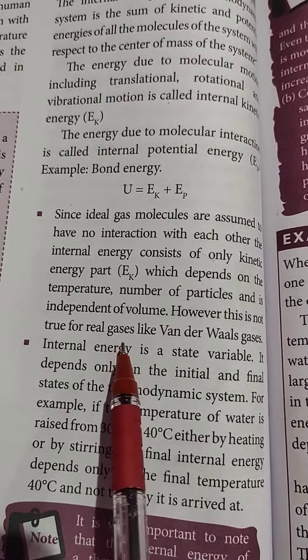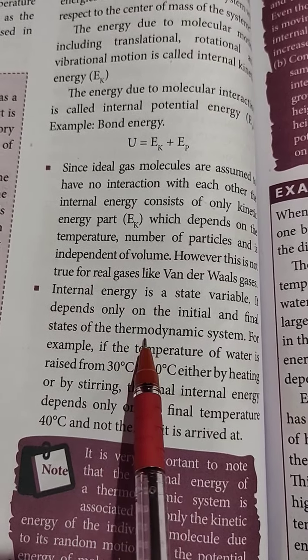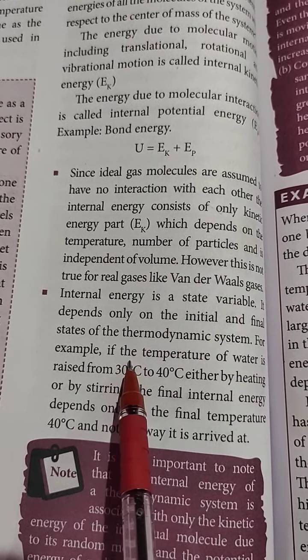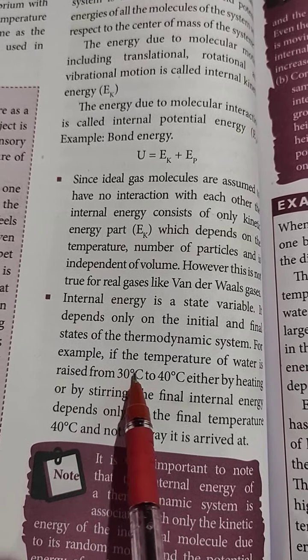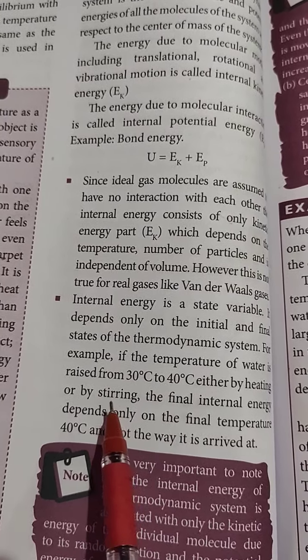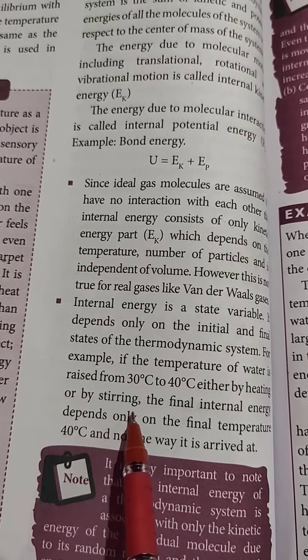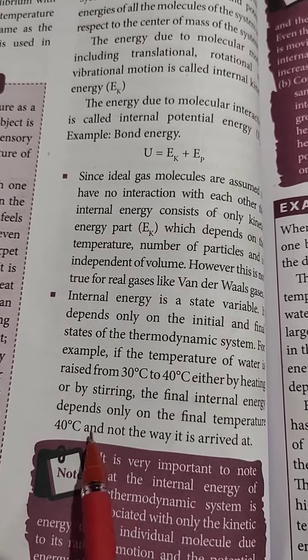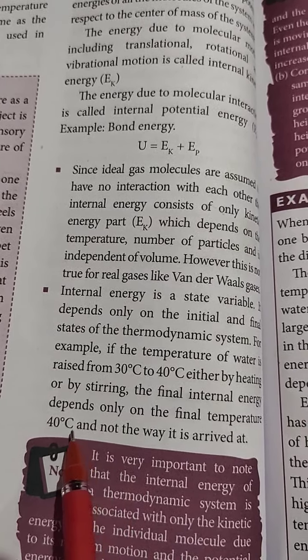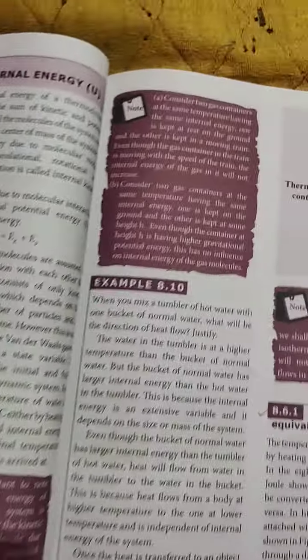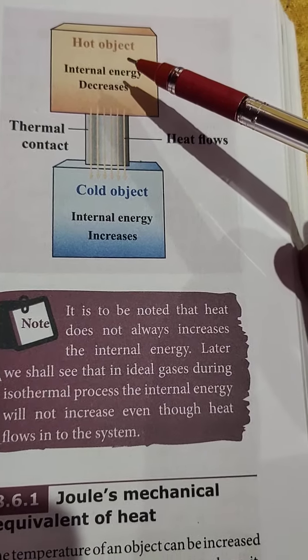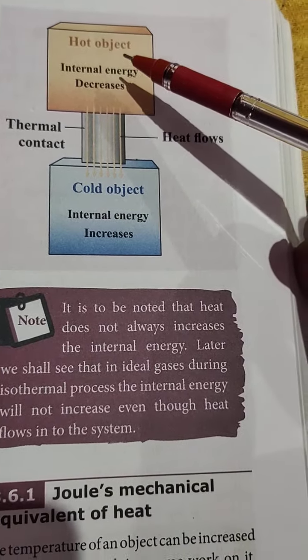In the second point, the internal energy is a state variable. It depends only on the initial and final states of the thermodynamic system. For example, if the temperature of water rises from 30 degrees Celsius to 40 degrees Celsius either by heating or by stirring, the final internal energy depends only on the final temperature of 40 degrees Celsius and not on the way it arrived there. For a hot object, internal energy decreases, and for the other, internal energy increases, as heat flows in thermal contact.